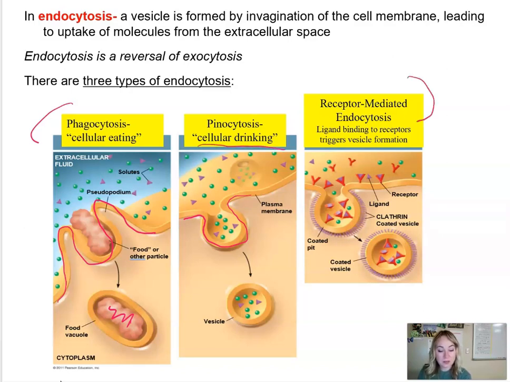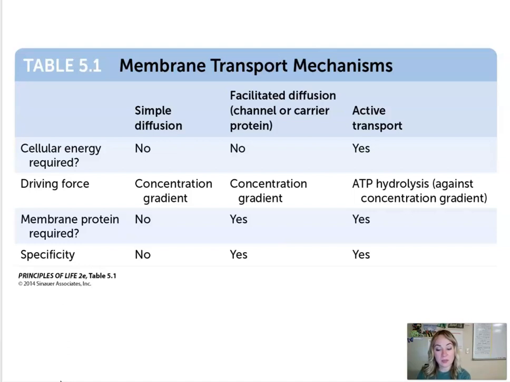And receptor-mediated endocytosis is initiated when particular ligands bind to the receptors. So you can see we have these receptors that are sticking out on the surface of the cell. And when these ligands, such as this, bind to the receptor, it triggers the formation of a vesicle to bring it inside. And here is a nice table that compares the different membrane transport mechanisms. All right, and I will see you in part 3 about osmosis and osmoregulation.